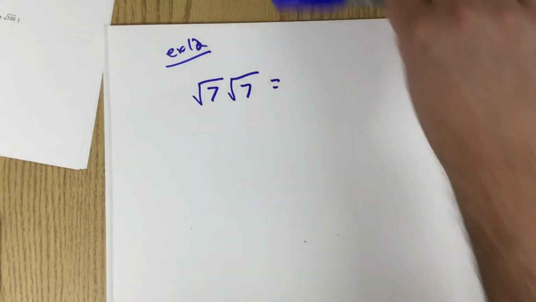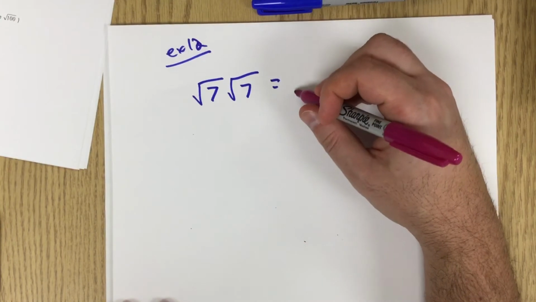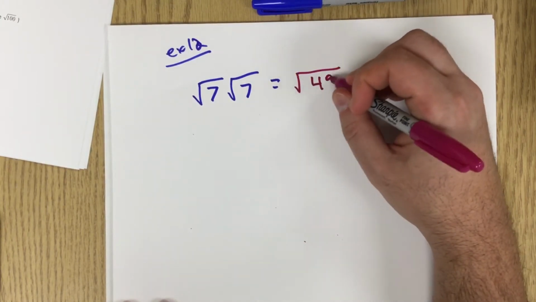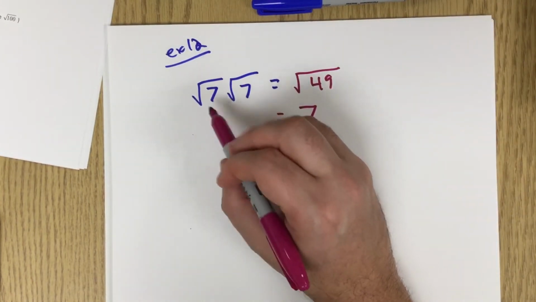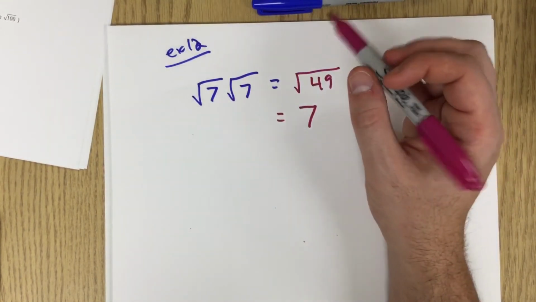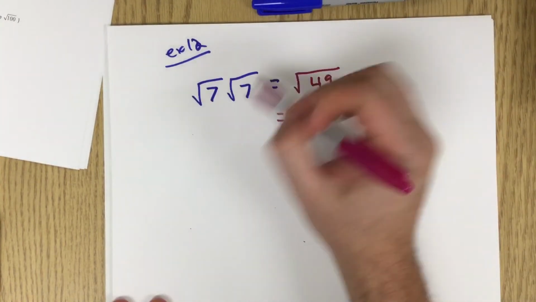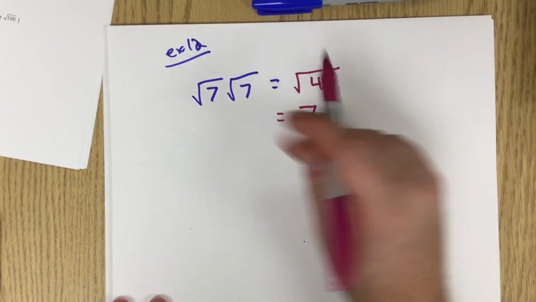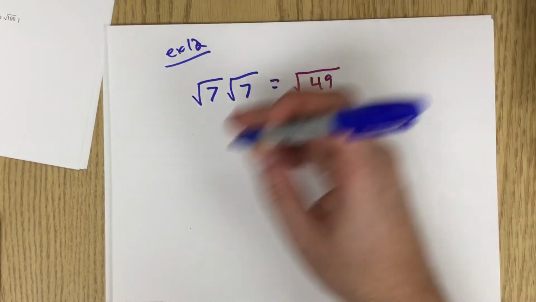Root 7 times root 7. I'm just pointing this out, actually. Root 7 times root 7 is the square root of 49, and the square root of 49 is 7. So the root 7 is something that's multiplied by itself to give you 7, and then we multiply it by itself, and it gives you 7. That's a generically true thing to keep in mind. Root something times itself is equal to the thing without the root.